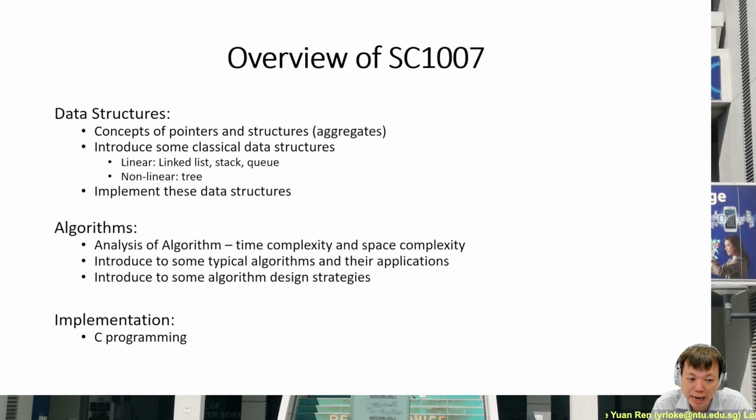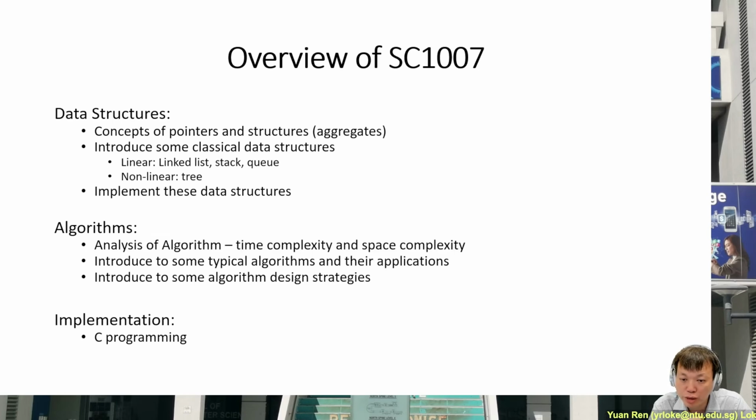So for my part, I assume that you already know how to select the data structure. I wouldn't tell you that you should use this data structure or that data structure. I will provide the template also, but I assume that you already know all these data structures at my stage.